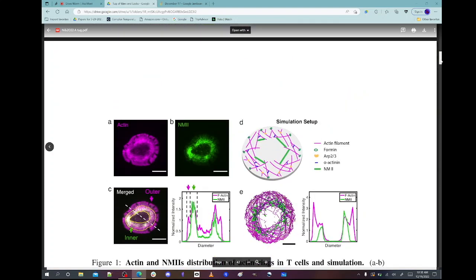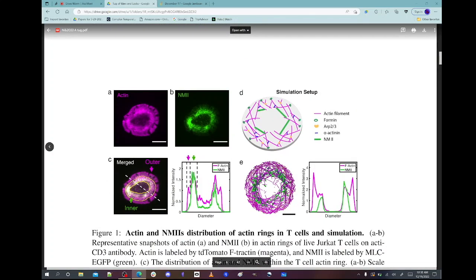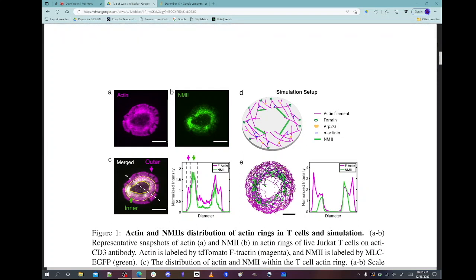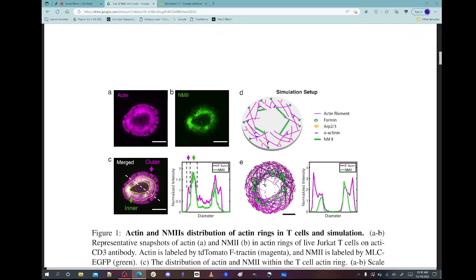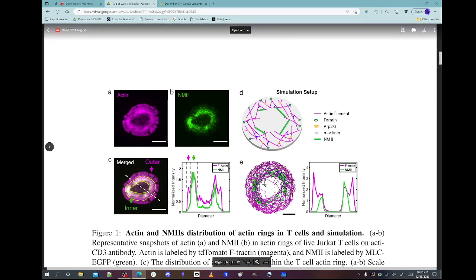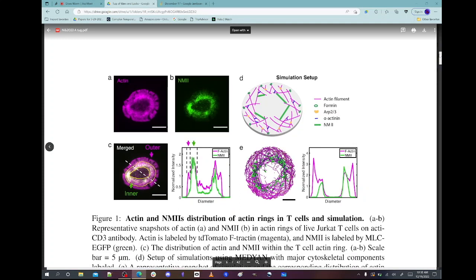So this is your actin ring. This is your NM2. And this is the simulation setup. So you have this NM2, you have this actin, these two types of rings, and you put them into the simulation around the edge of the cell. You have these other things as well.